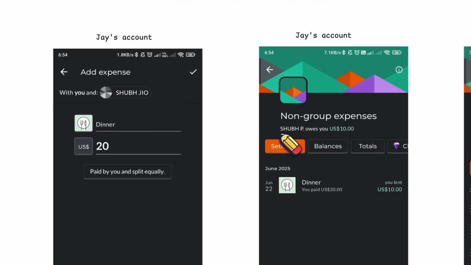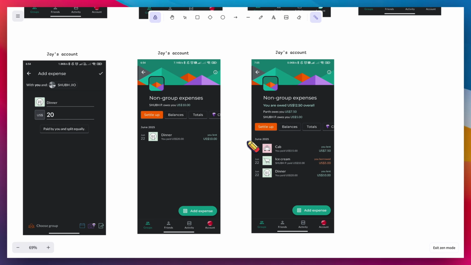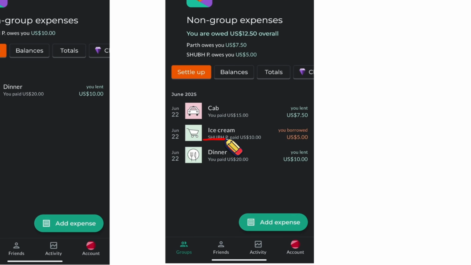So here you can see that I am the one who is owing Jai $10. Okay. Similarly, Jai can create multiple expenses. For example, the second expense is ice cream. So this expense was paid by me and the total amount was $10. Basically, Jai would be paying me $5, isn't it?